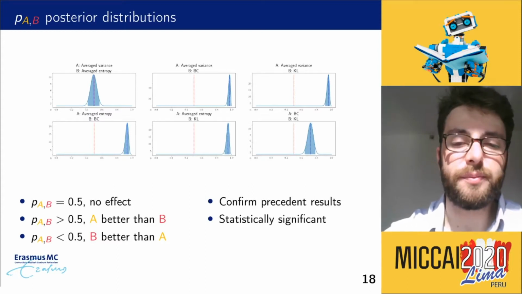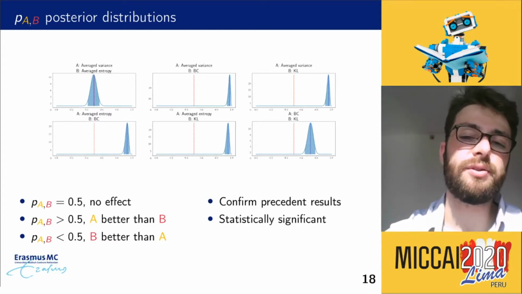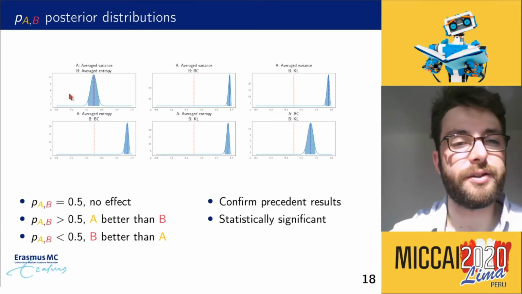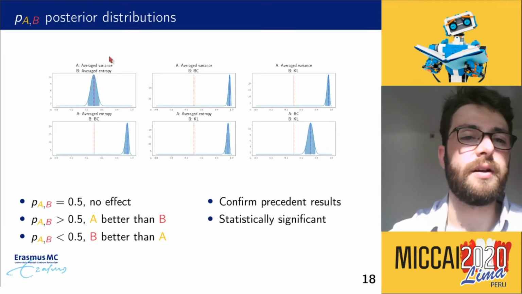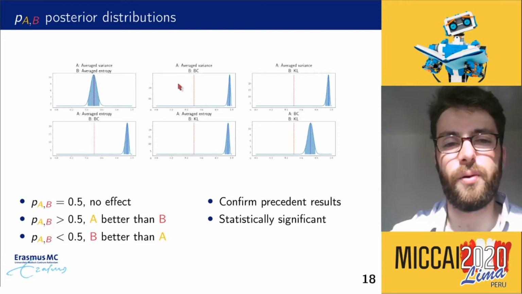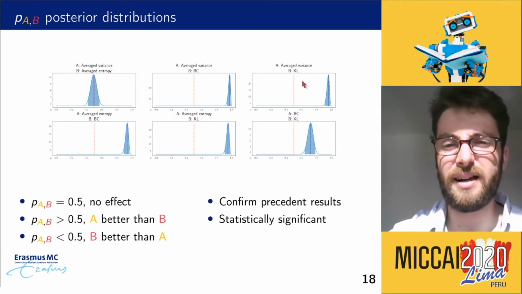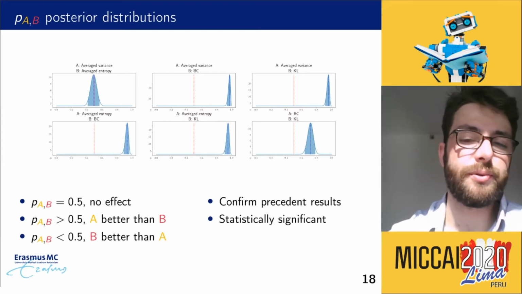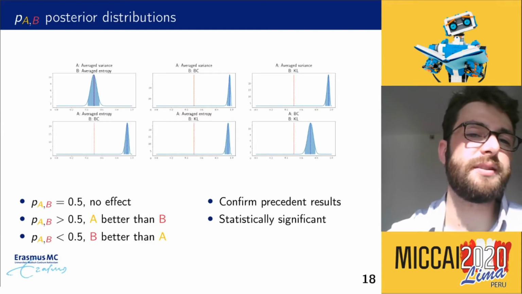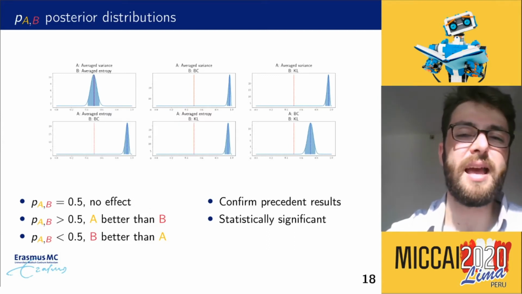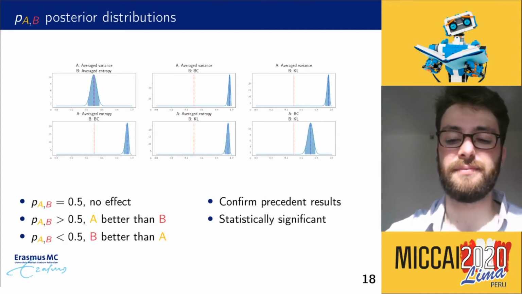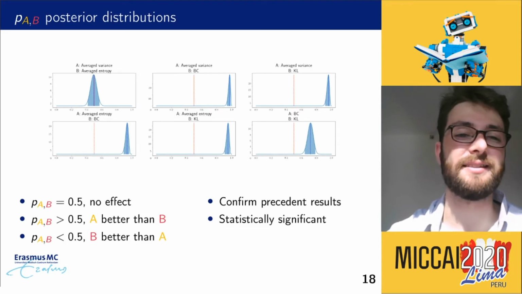Then it confirmed the previous results we showed in the previous slide, as average variance and average entropy have a distribution of PAB centered on 0.5, and for all the others we have a clear answer. And this clear answer shows that for every association of metrics except averaged variance and average entropy together, we have a clear answer on which uncertainty map is the best. And this answer is significant.